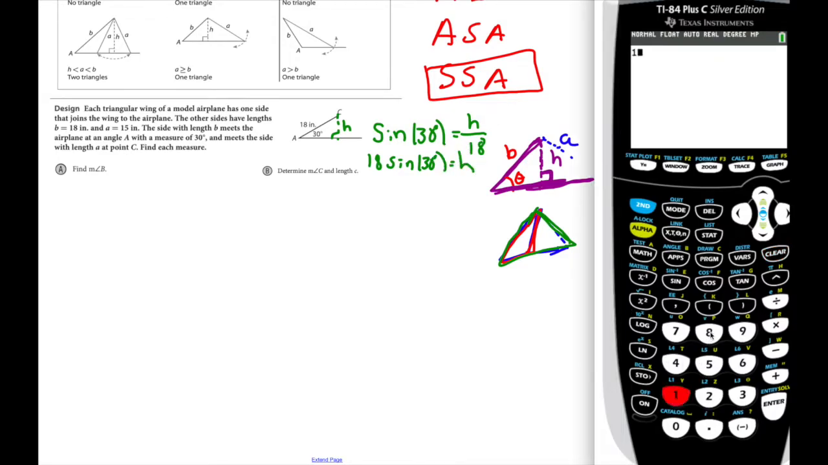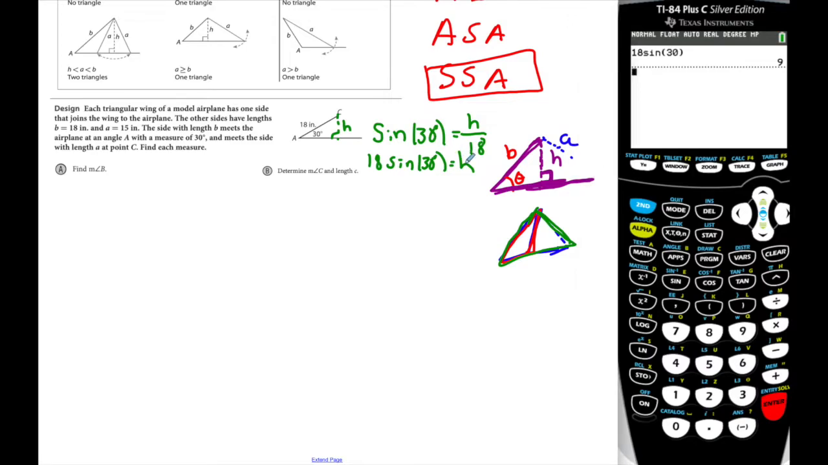Now, you might know that sine of 30 is equal to 1/2. It's one of those special ones. If you don't know that, you could plug it in and you could get that h is equal to 9. Now, this is important. So A is more than h, right? But A is less than B, meaning this is an ambiguous case. There's two possible triangles. So let's see what they look like.